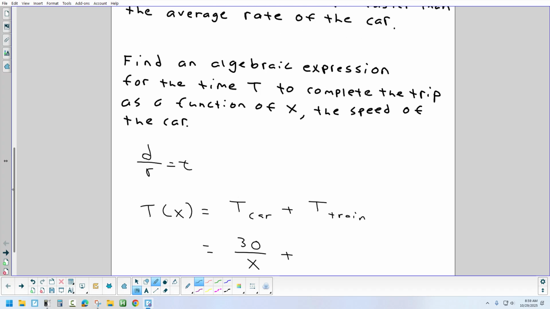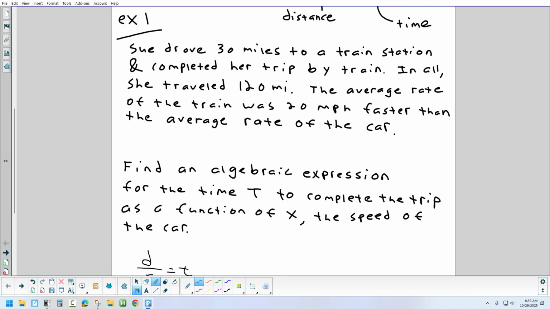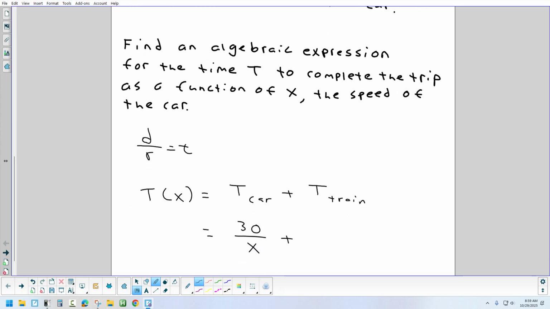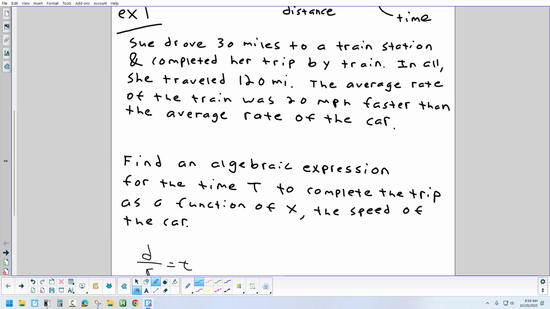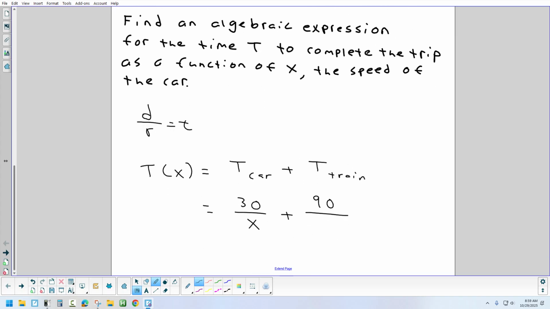Okay, now the train. What's the distance that she travels by train? Yeah. 90 miles. We didn't get that information, but we know it was a total of 120, and she did 30 of it by car. So the other 90 was by train. So that's the distance, and now I need the speed of the train. What's the speed of the train, or how is the speed going to be represented? Yep. X plus 20.